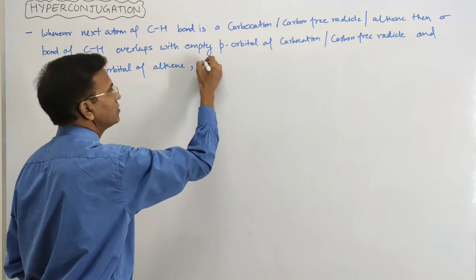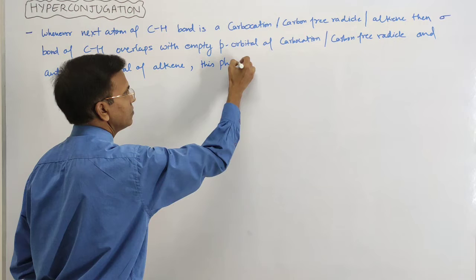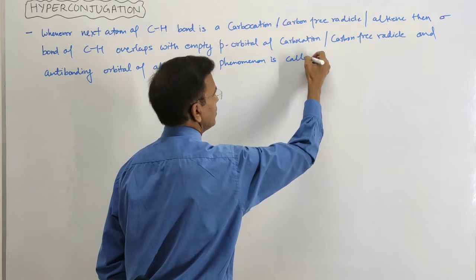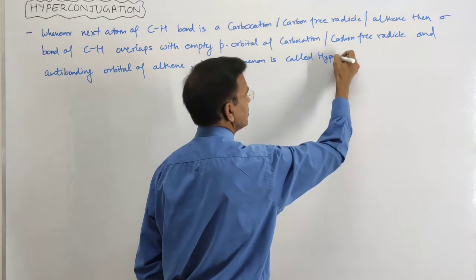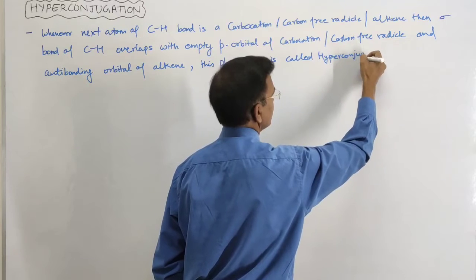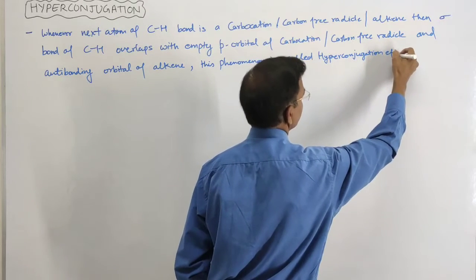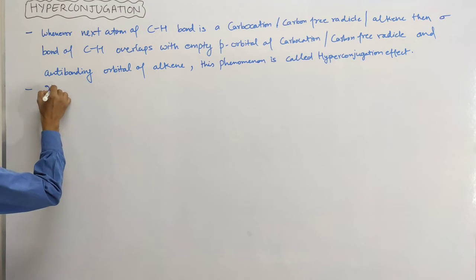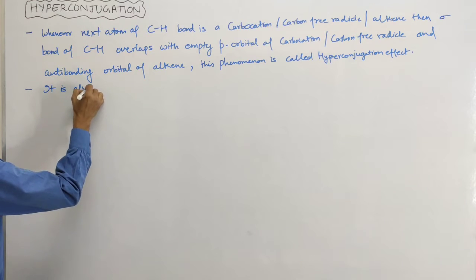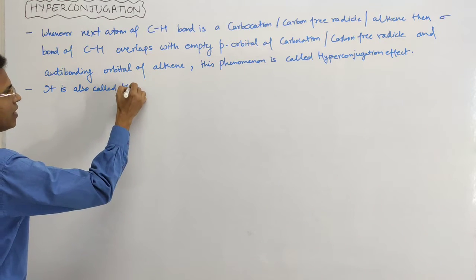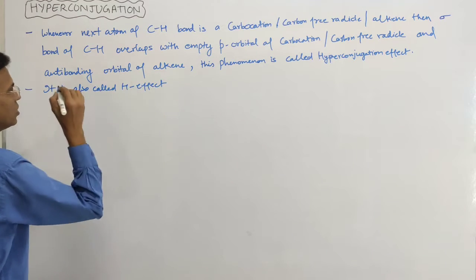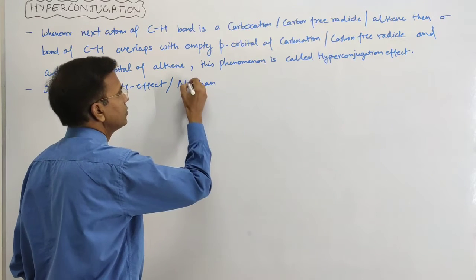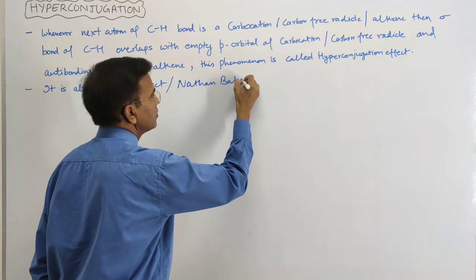This phenomenon is called the hyperconjugation effect. It is also called the H effect, or the Nathan-Baker effect.